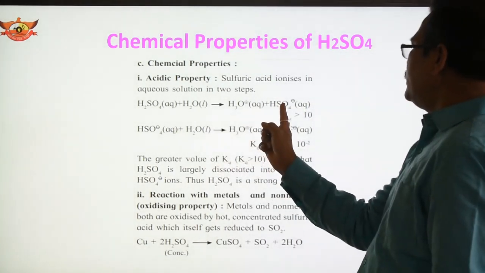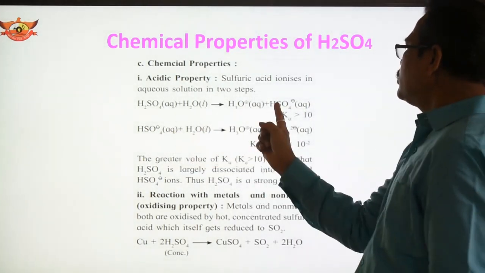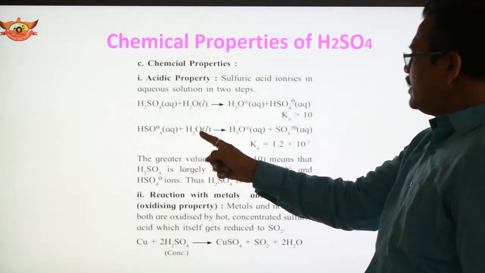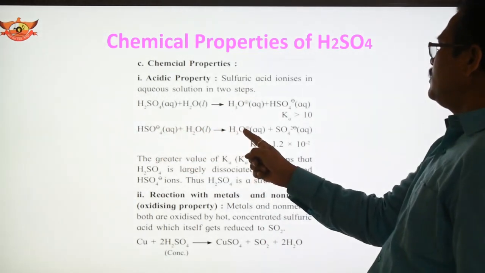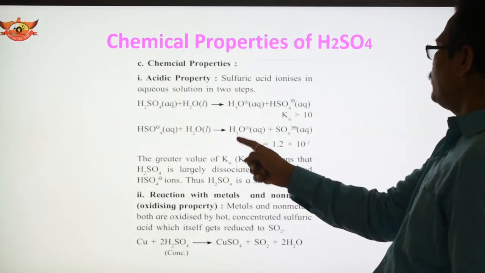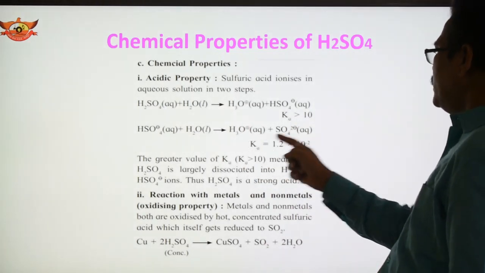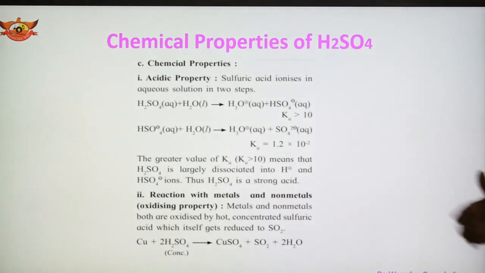Another ion is formed, the sulfate ion. HSO4 minus again reacts with water, another H plus ion is removed from it, and H3O plus, the hydronium ion, is formed, along with the SO4 2 minus sulfate ion. The Ka value is given. So one by one, two H plus ions are released. The substance which gives H plus ions is the acid.